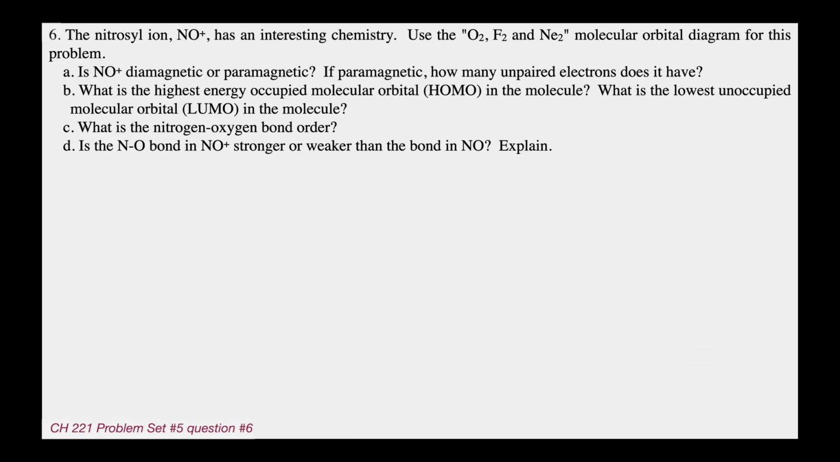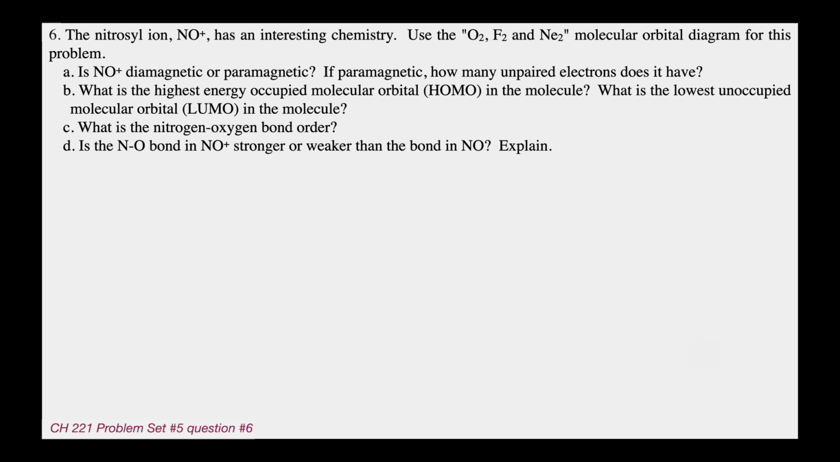Here's an example of the nitrosyl ion, NO+, and it has an interesting chemistry. And then this is going to be a molecular orbital question. One thing I want to point out is this question is a little different because we have oxygen, which is from the OFNE side of the molecular diagrams. We also have nitrogen, and that's from the NBC diagrams. So the question might be at first like, wow, which one do I use?